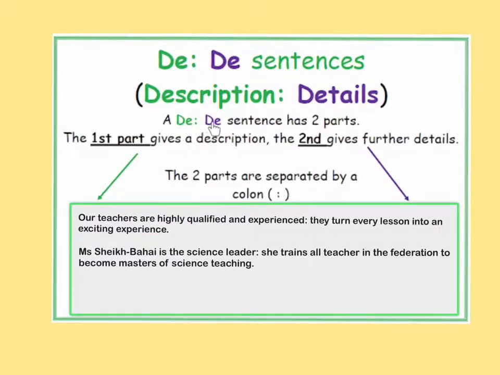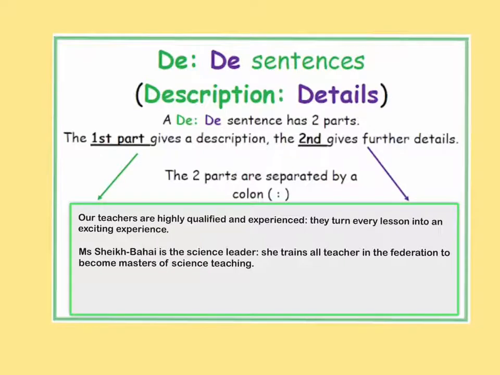So a DD sentence has two parts. The first part gives a description of something, and the second gives further detail. This sentence is separated by a colon. It does not start with a capital letter after it. Here are some examples. Can you think of some more?